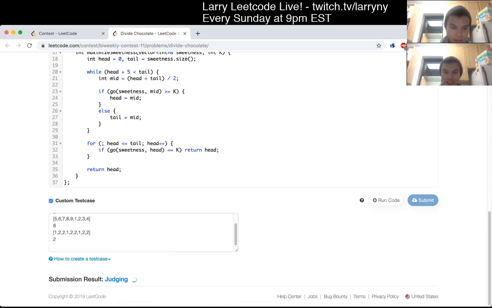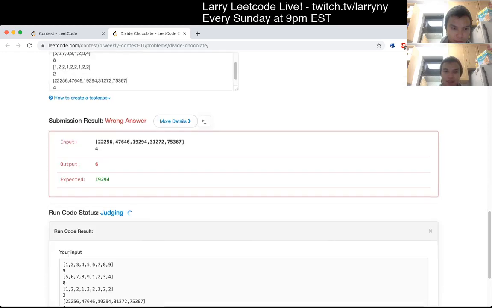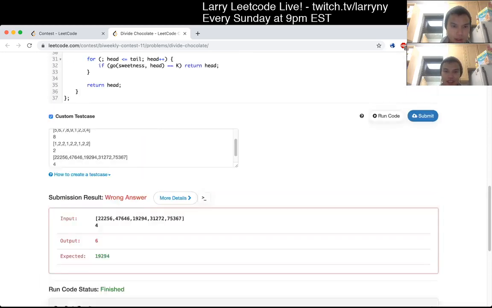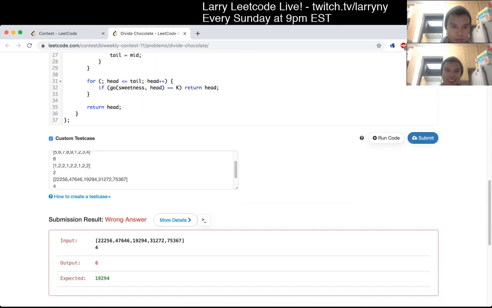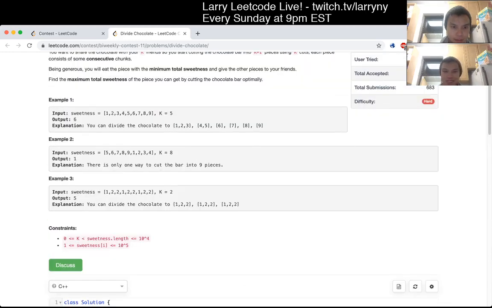So I submitted it, and it gave me the wrong answer because it's very obvious. I was like, 6? What? In what world does a 6 make sense given these inputs? And then I realized that my upper bound is actually the array size instead of some ridiculously big thing. Oh. Yeah, I realize that right now.